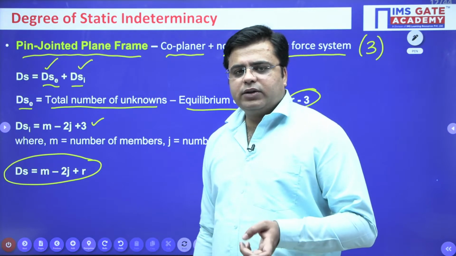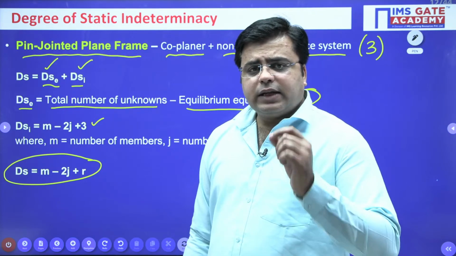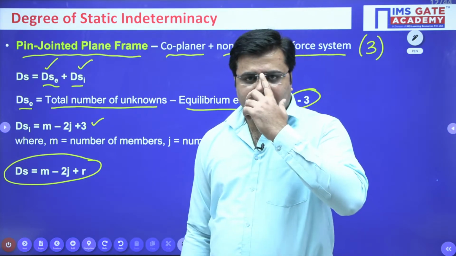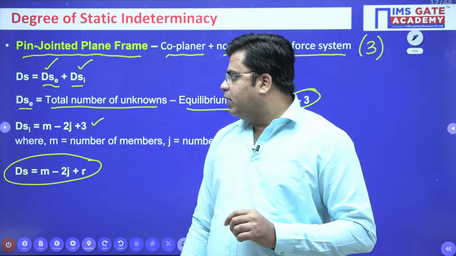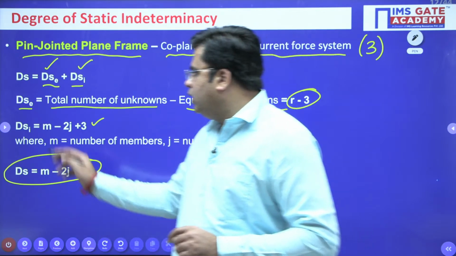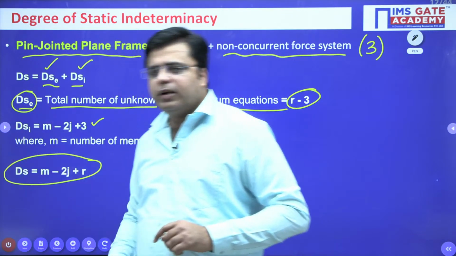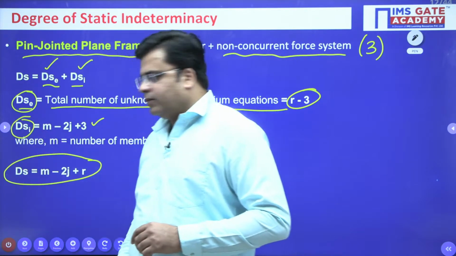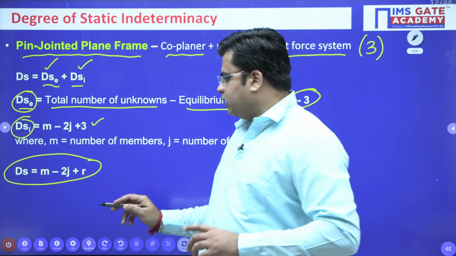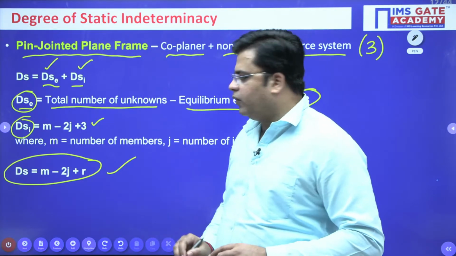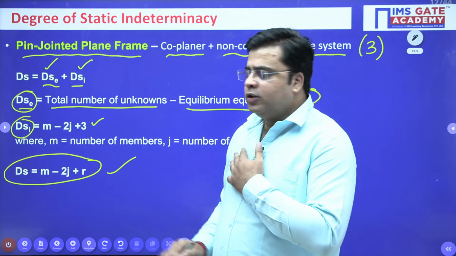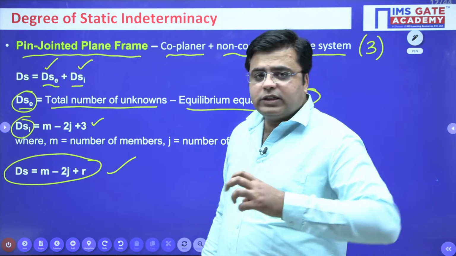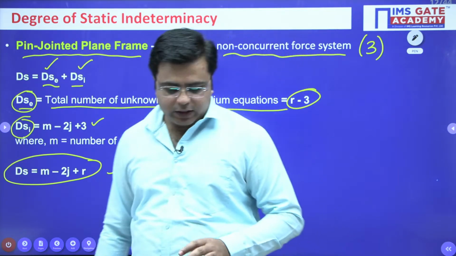In the examination, you need to ensure which type of indeterminacy you need to calculate. Okay. There can be a question where you are asked only to calculate degree of external indeterminacy or only degree of internal indeterminacy. Or most general question is finding the total degree of static indeterminacy. So, please keep a check which type of question is there, right?